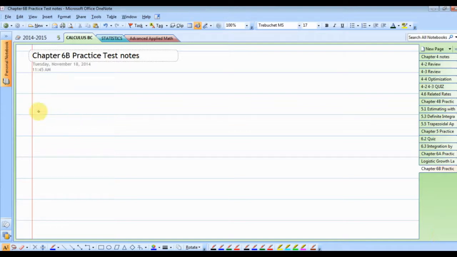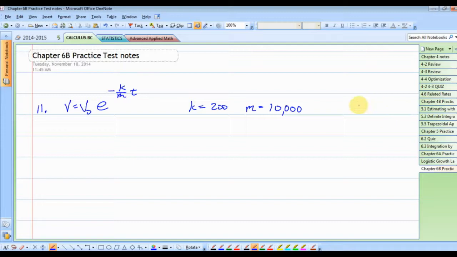Okay, so maybe we should write that down. We got the velocity is equal to V naught times e to the negative kt over m. K equals 200, and of course m equals 10,000. And they also give you V naught, right? V naught is 40. Look at all that information they give you. That's incredible. All right, so V equals 40 e to the negative k.